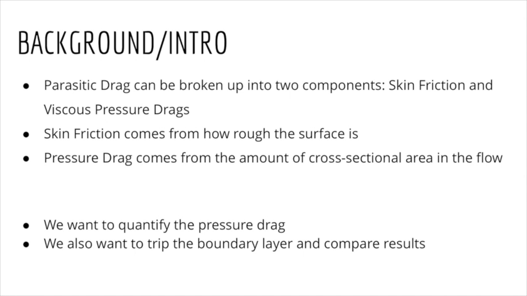When an object moves through a fluid, it experiences parasitic drag. This can be broken up into viscous pressure drag and skin friction drag. Skin friction drag comes from the roughness of the object. The rougher the object, the more drag force will be generated.